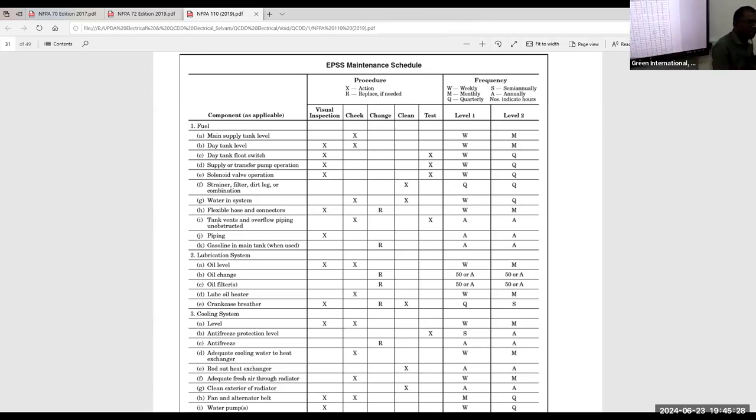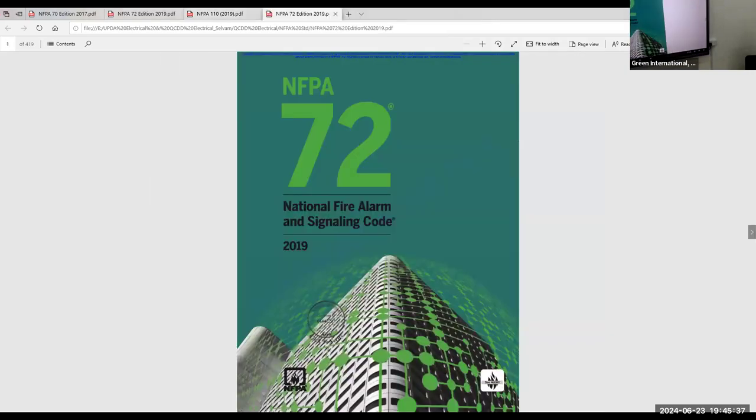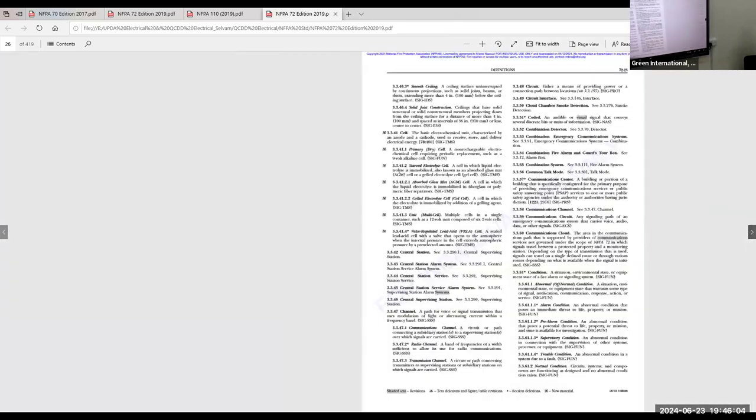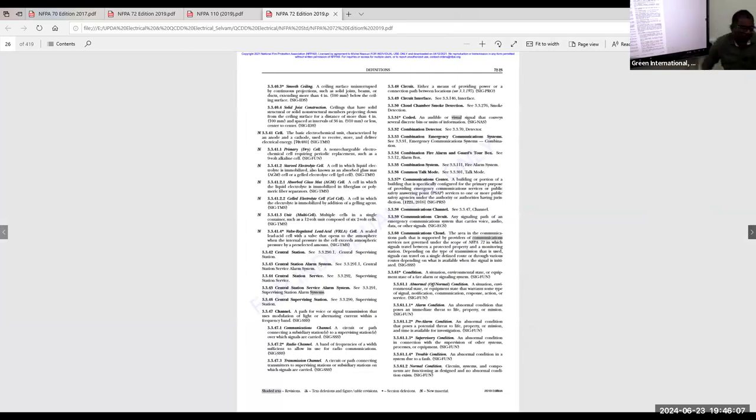Suppose the question is the testing frequency for a beam detector. From the word itself, we know it is related to fire alarm devices, so we need to refer to NFPA 72. They ask about testing frequency, and testing is the 14th chapter, so we need to go to the 14th chapter. So the number is 3. Still we need to move on.